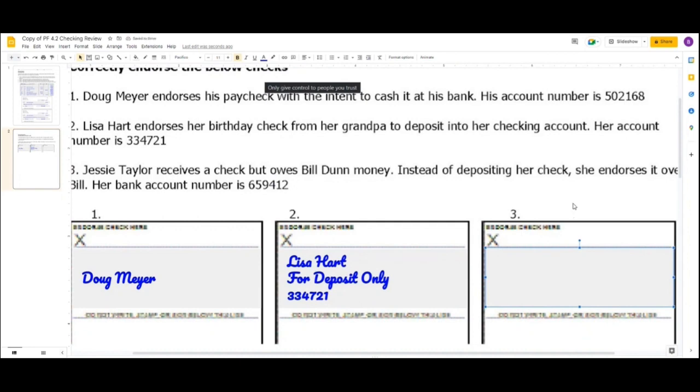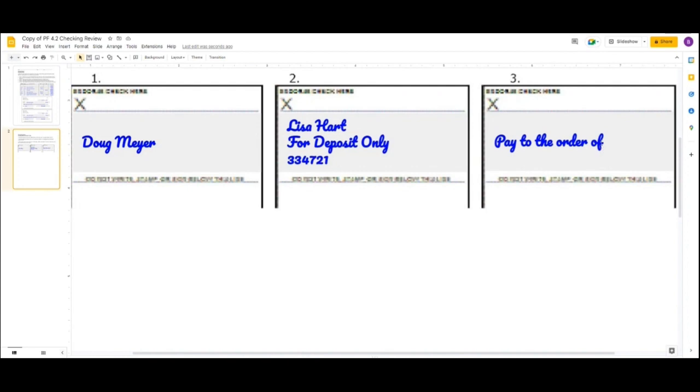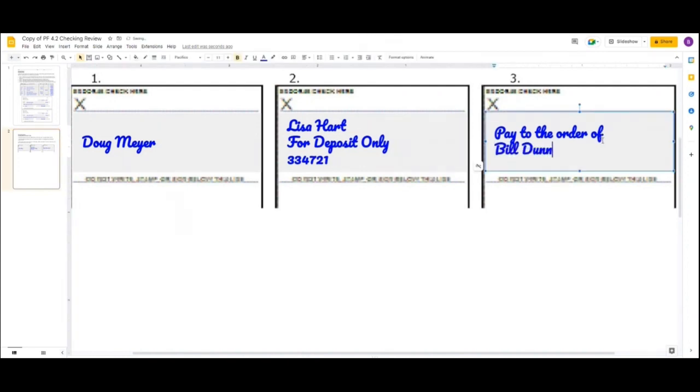Number 3, Jesse Taylor receives a check, but owes Bill Dunn money. Instead of depositing her check, she endorses it over to Bill. So now she's going to turn the back of the check into a similar, second check by writing "pay to the order of," just like on the front of checks, right? Pay to the order of, and then we write out the payee. Now they're going to turn the back into that same type of form. So pay to the order of Bill Dunn. And then Jesse signs it.